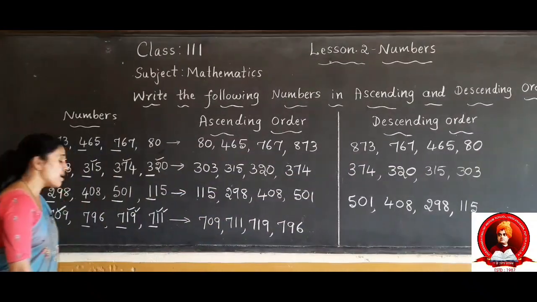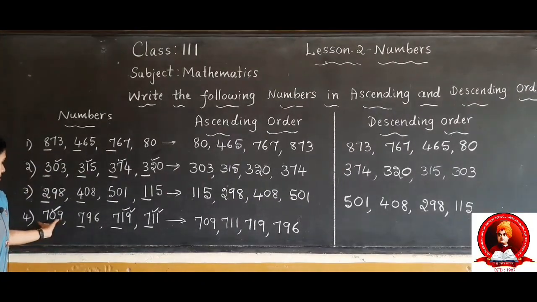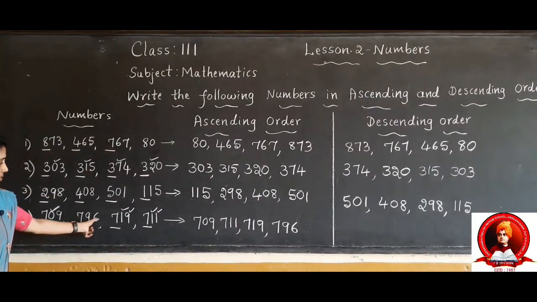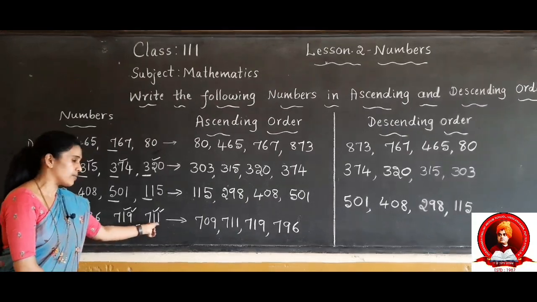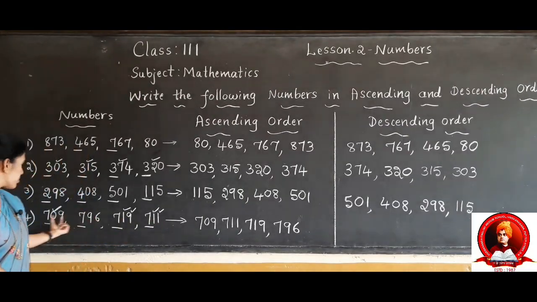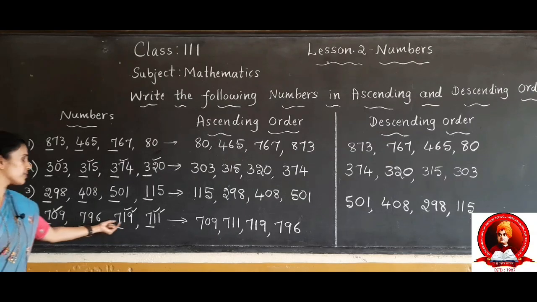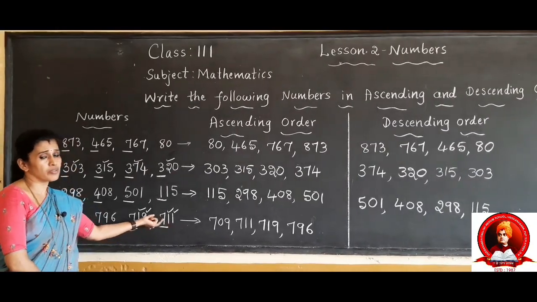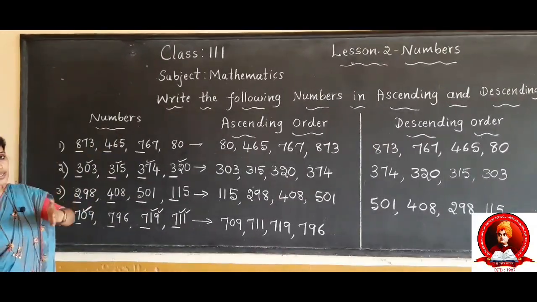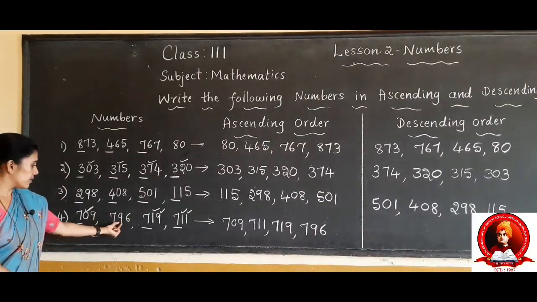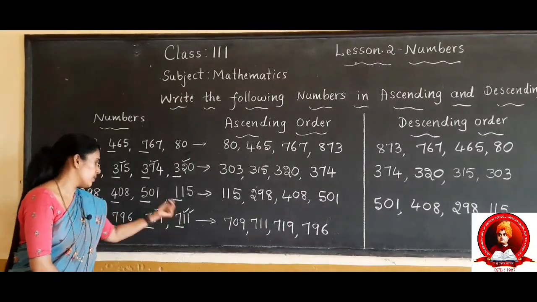Yes, now the last one is 709, 796, 719 and 711. So first we have to check the hundreds place number. See here, 7 is repeated in all the given numbers. In such cases we should move to the tens place. Here 0, here 9, here 1, here 1.